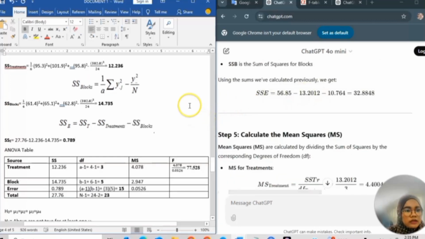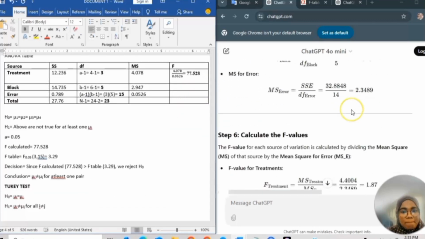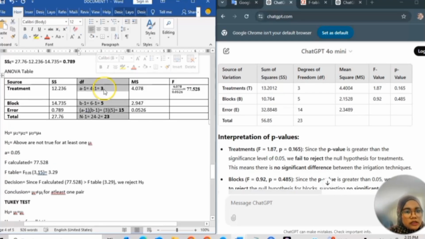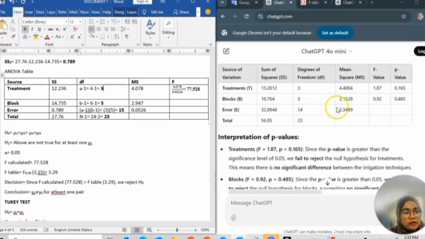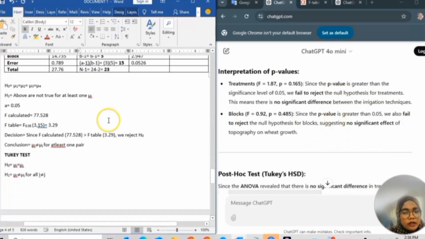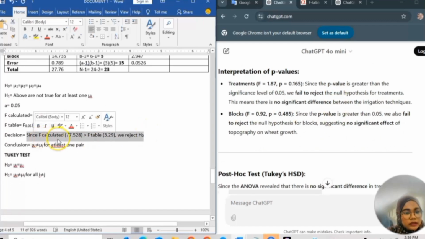Next, we're going to make an ANOVA table. For the degrees of freedom column, the answer is the same. For other columns, it may be different because of the different calculation way above. The hypothesis for AI ChatGPT is accept, but for mine it is reject because I calculated 77.528, greater than F table 3.29.